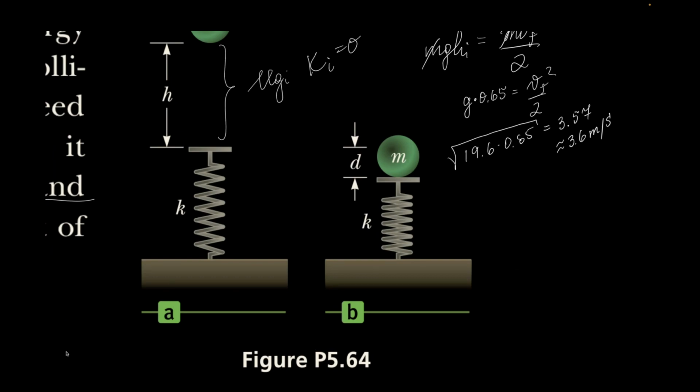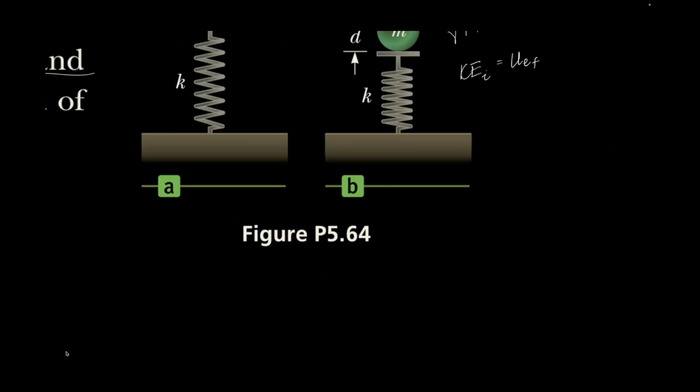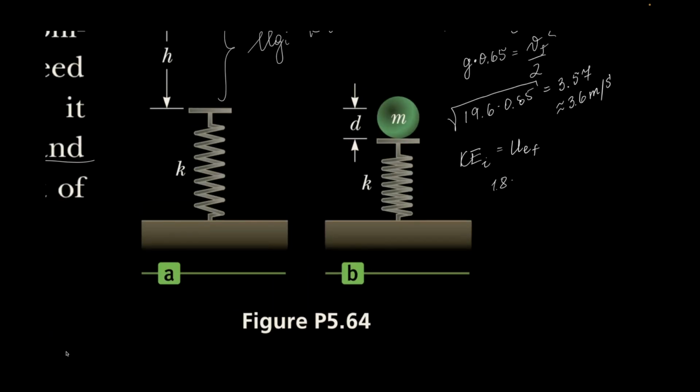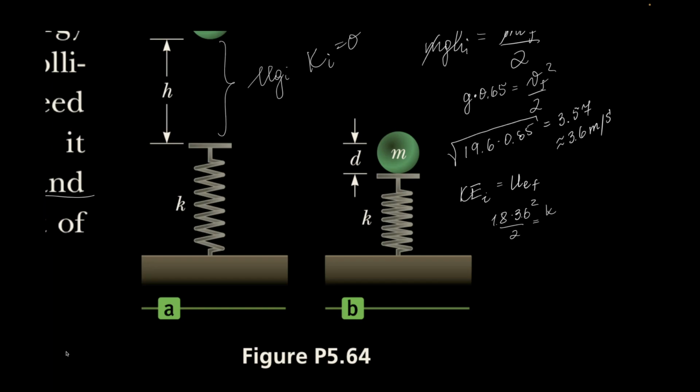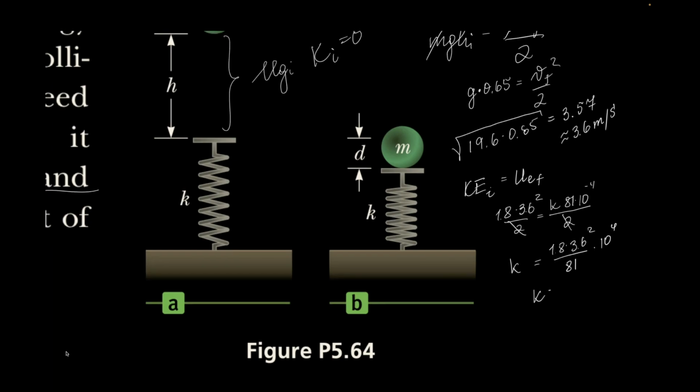Two ways we can figure out the spring constant. Let's go from this. If I say kinetic energy initial equals elastic energy final, then I'm going to say that my 1.8 is my mass. So 1.8 times 3.6 squared over 2 is going to be K. And then it says compressed by 9 centimeters. I'm going to do 81 times 10 to the negative 4th, centimeters to meters, over 2. 2's cancel. I got K to be 2880 newtons per meter. That is if I use kinetic energy of the ball right before it strikes.